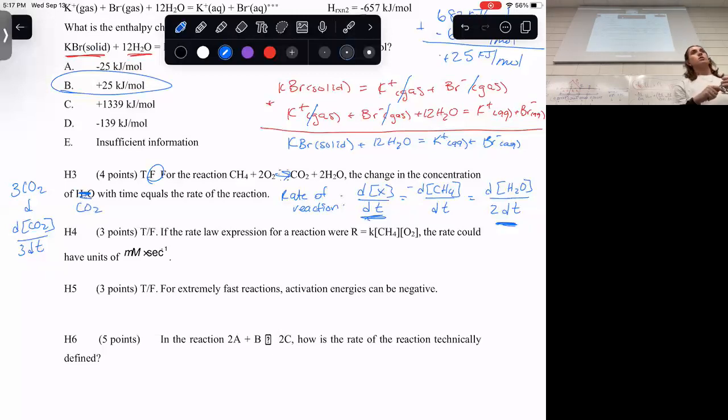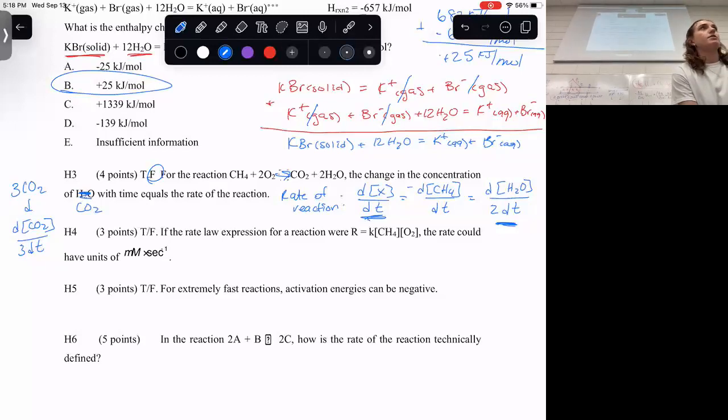If it was the concentration of CO2, it would be correct. And half of H2O? That's false because of that 2 coefficient. Do we understand why it's false? Do you understand what would make it a true statement? Okay.